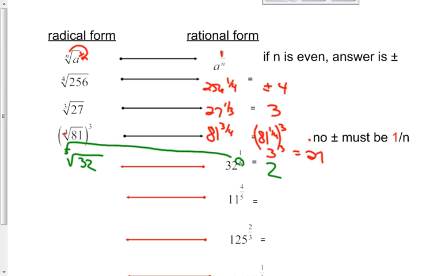11 to the 4/5 in radical notation. The index is 5, and then inside here we've got 11, raised to the 4th power. You can either put your 4 on the inside or the outside, it doesn't matter. And we can't solve this one because we didn't deal with 11s.